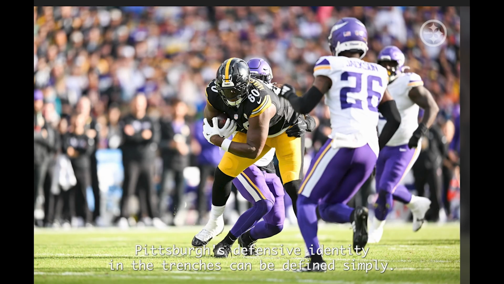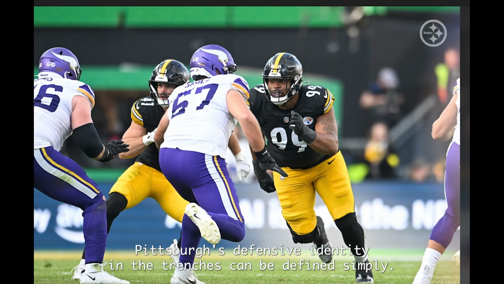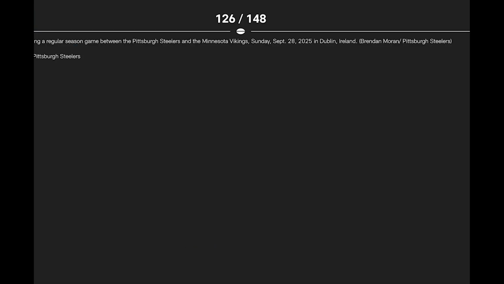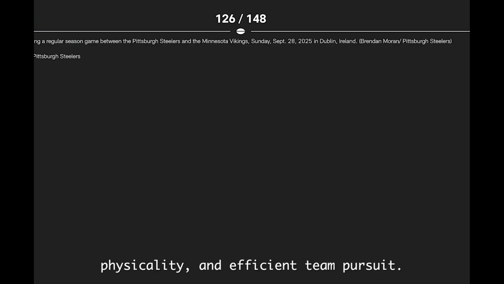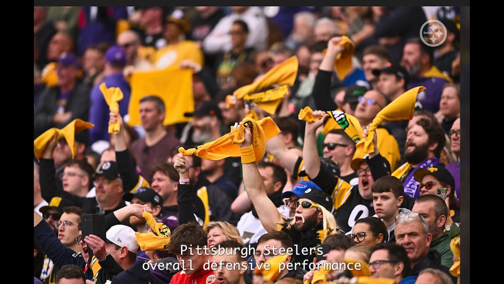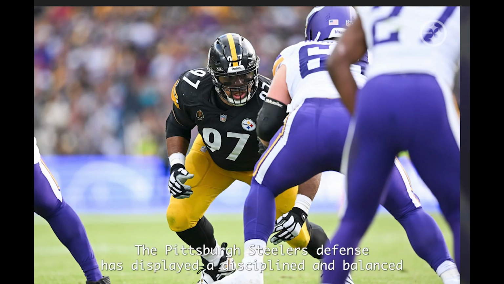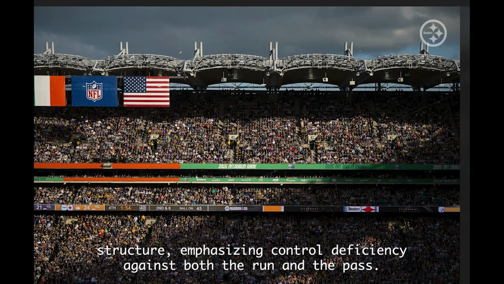Pittsburgh's defensive identity in the trenches can be defined simply. They dominate the interior through disciplined leverage, physicality, and efficient team pursuit. Pittsburgh Steelers overall defensive performance through 5 games, 2025 season. Through 5 games, the Pittsburgh Steelers defense has displayed a disciplined and balanced structure, emphasizing controlled efficiency against both the run and the pass.